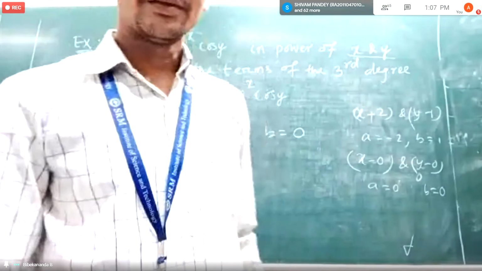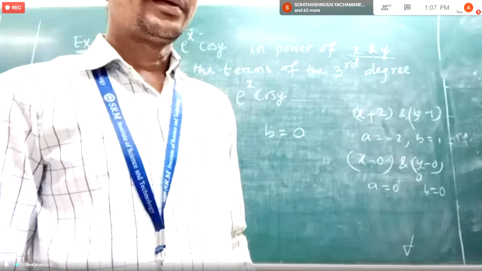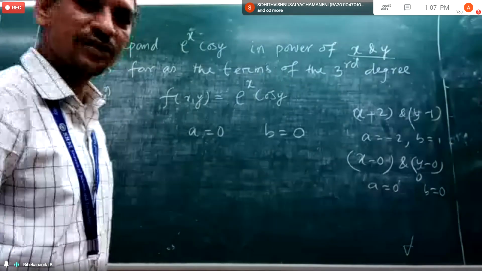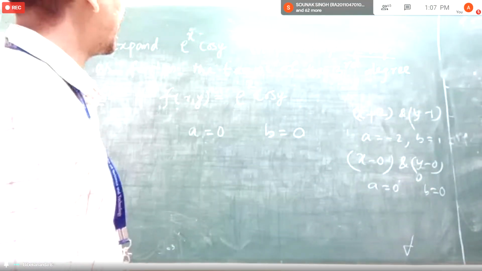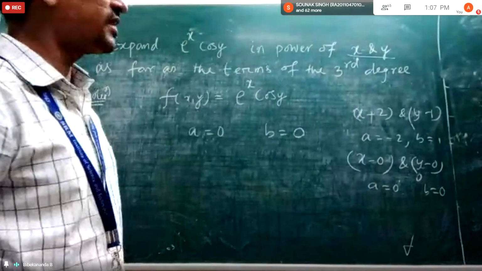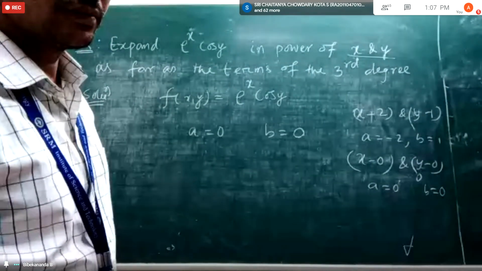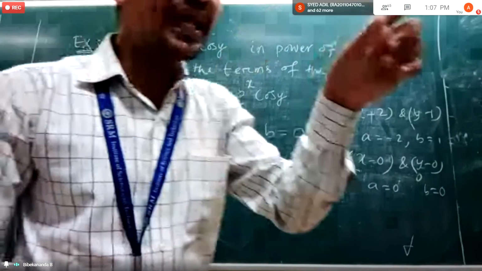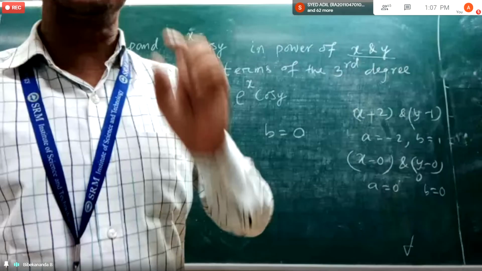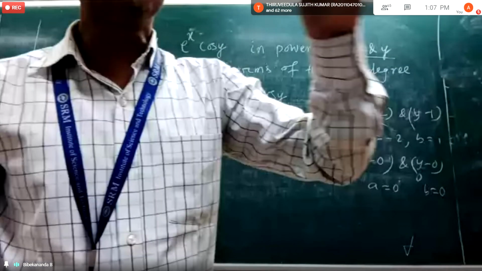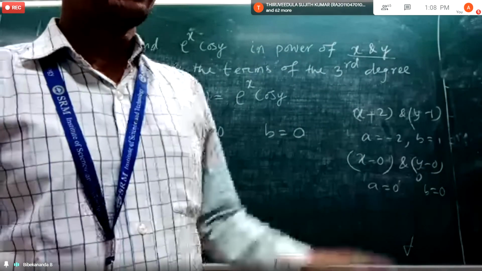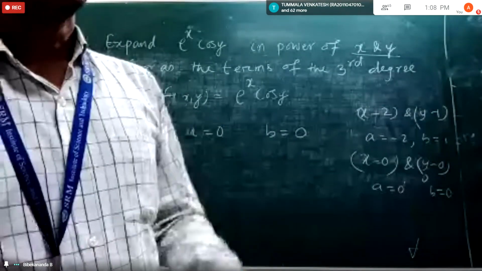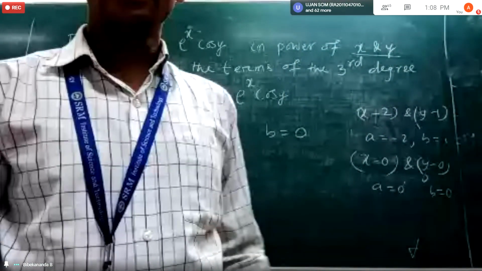You understood or not? Yes, sir. Everybody understood, no? Please reply, others also. Then, if I take a equal to 0, b equal to 0, I will get a particular series. What is the name of the series? Maclaurin series. Very good.